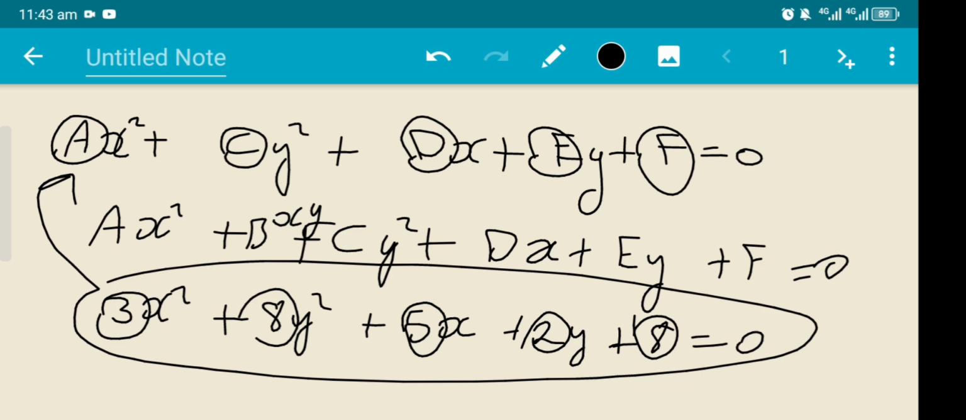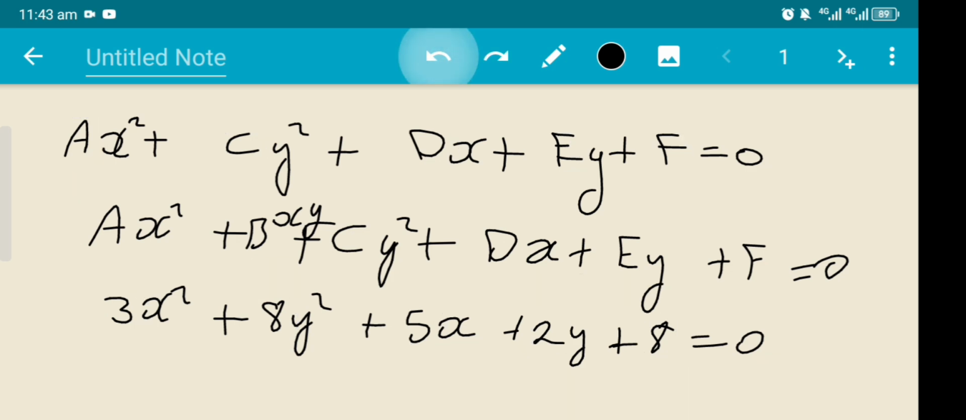Now of course they may not put it in this favorable order, they may be jumbled, but just ensure that you put them in this order so that you notice whether there is a value with xy. If it has such an xy, then you should know that this here is a rotated conic section. So you need to find a way of removing this. That is what we're going to discuss in the next video, and how to take this out. When you take it out, that's when you can solve your equation.